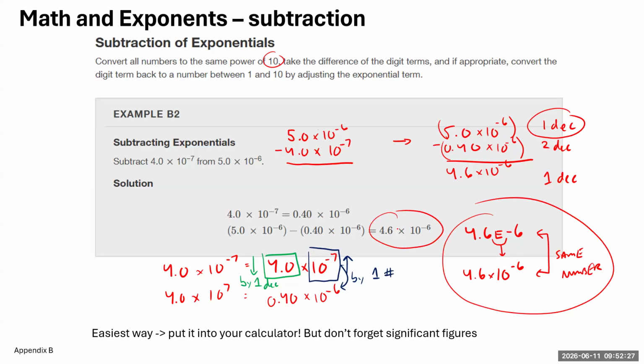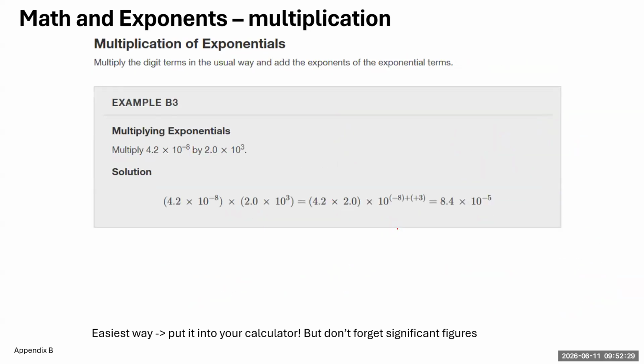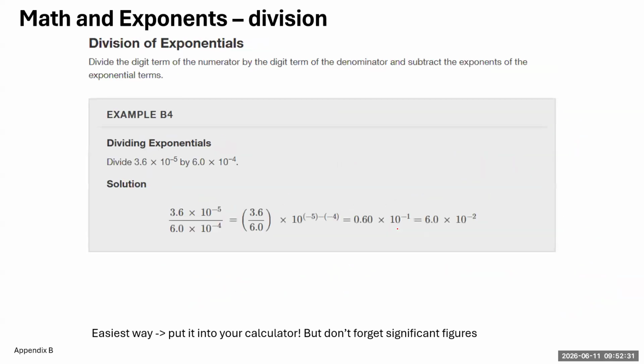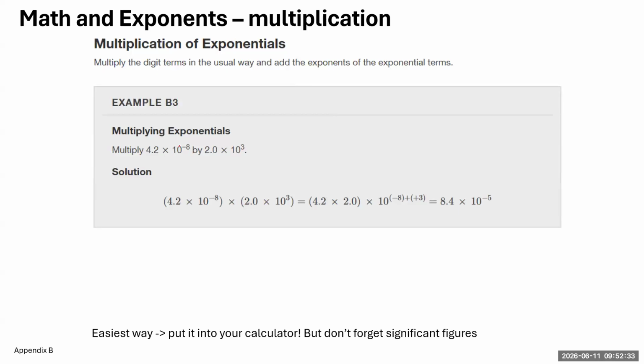All right, now let's do multiplication. Let me just try this out here. You just straight up put it in your calculator. Let's get some practice, but let's do this first. This here has 2 sig figs, and this has 2 sig figs, so our answer will have 2 sig figs.